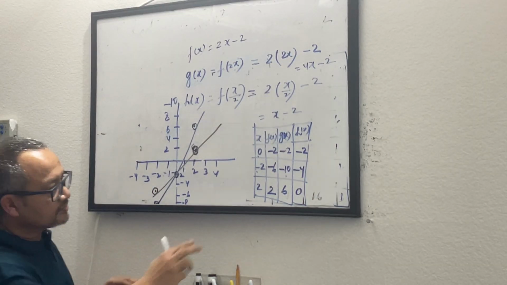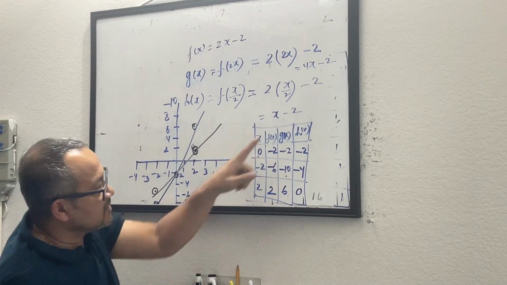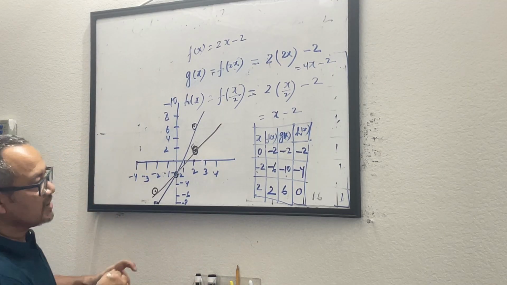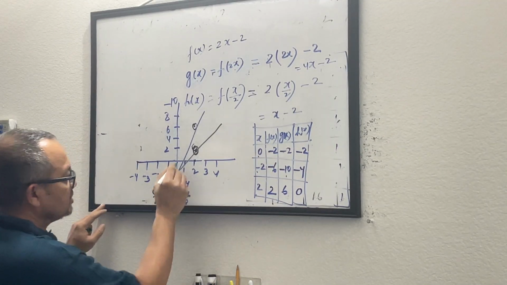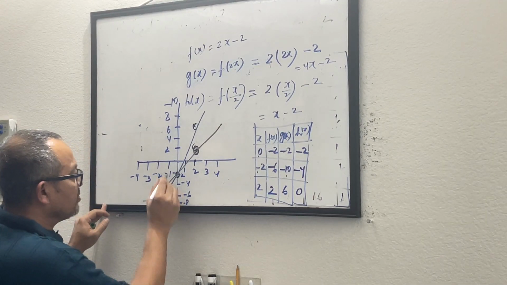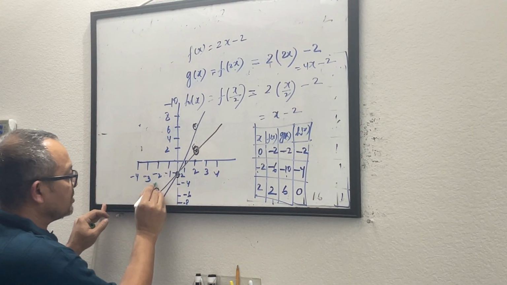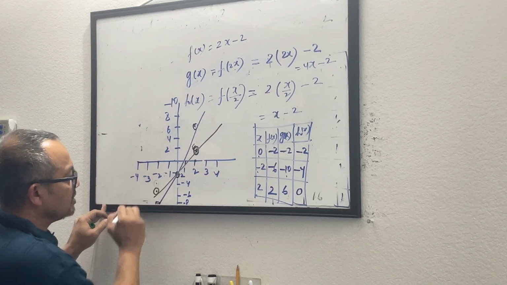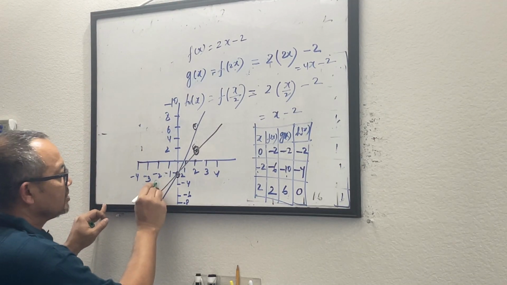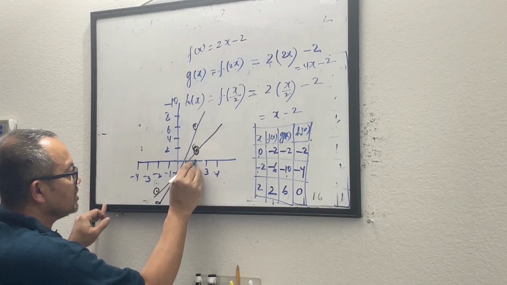And then the h of x is this one. 0, minus 2, same point, this one. Minus 2 and minus 4, so minus 2 and minus 4, this point. 2 and 0. 2 and 0.